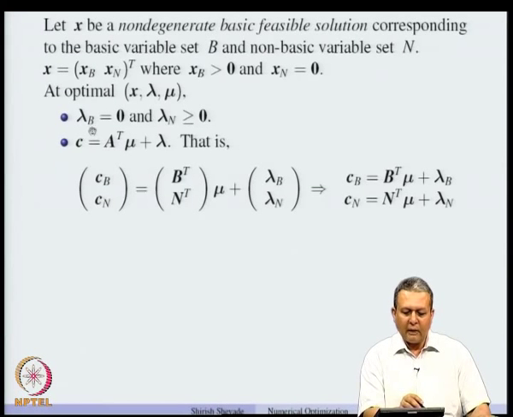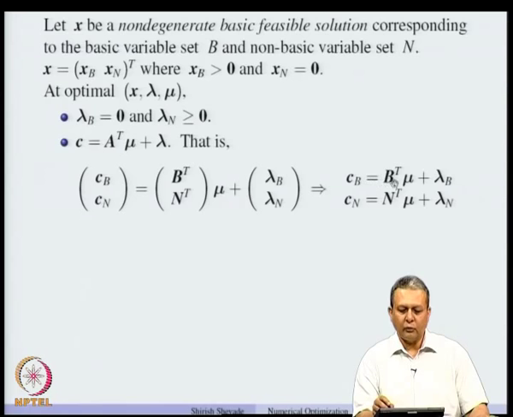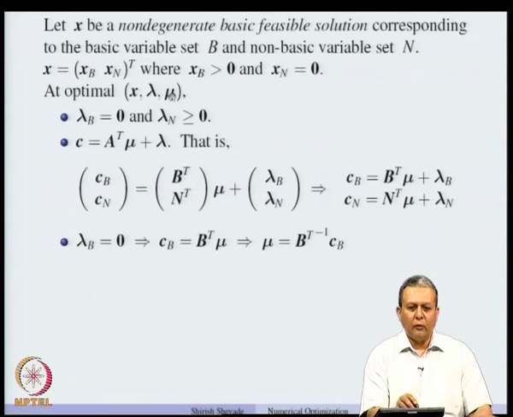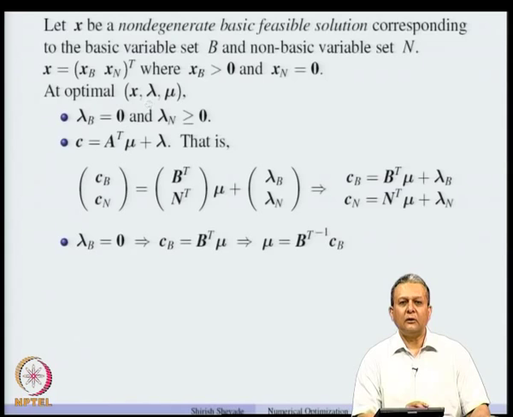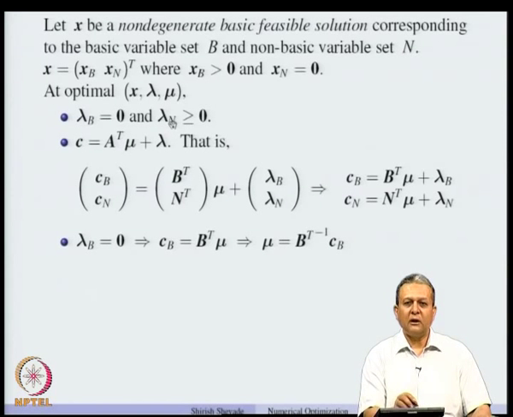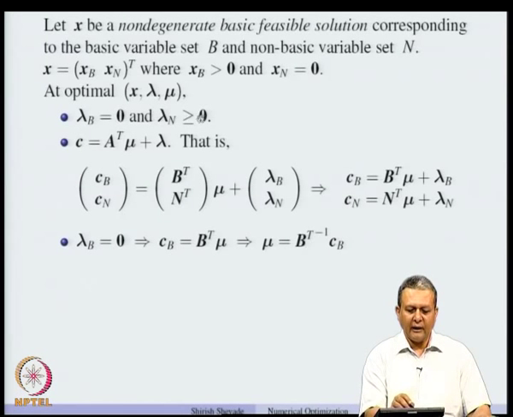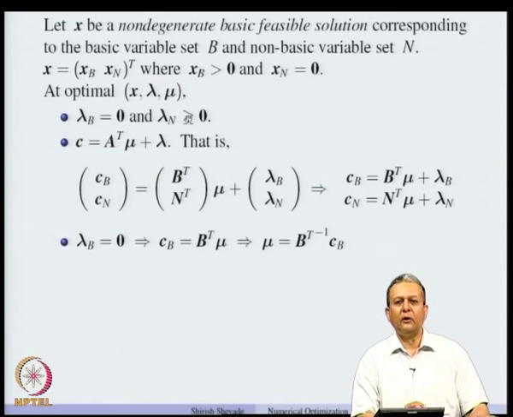Now, if lambda_B is equal to 0, that means that we can write c_B is equal to B transpose mu, and mu is equal to B transpose inverse c_B. So, that gives us the value of mu. For a given x, we have found mu. We also want lambda_B to be 0, so that KKT conditions would be satisfied, and the aim is to check whether lambda_N's are non-negative. So, by forcing lambda_B to be 0, if we can get lambda_N to be greater than or equal to 0, then the point x, lambda, mu would satisfy the optimality conditions.